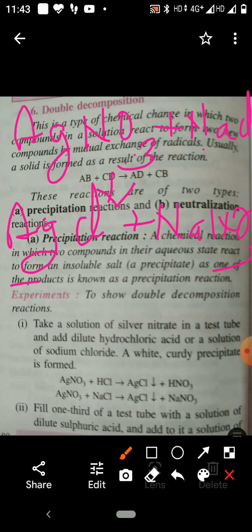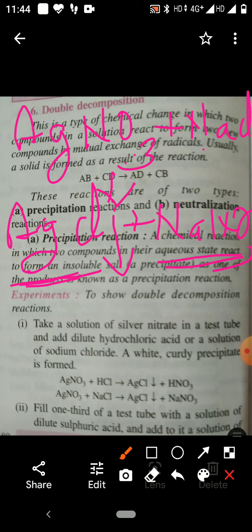So silver chloride is insoluble. Sodium nitrate is soluble, it stays in the aqueous solution, but silver chloride is insoluble. It will settle at the bottom. When it settles at the bottom, it is called a precipitate. And which one is the precipitate? That we show by an arrow in the downward direction. So there is the arrow downward. See, this is the precipitation reaction.